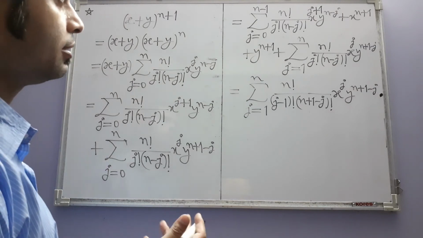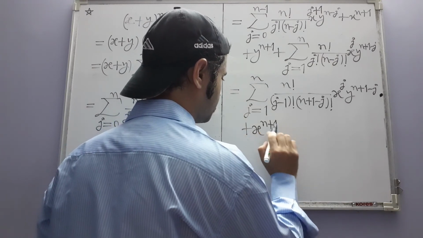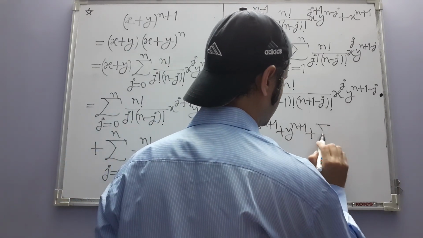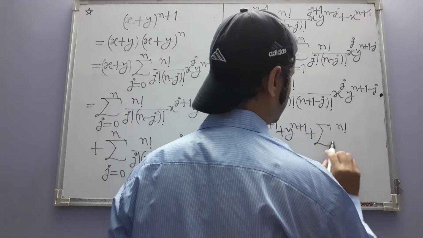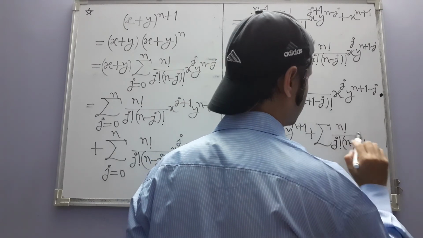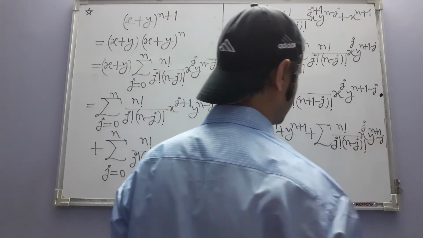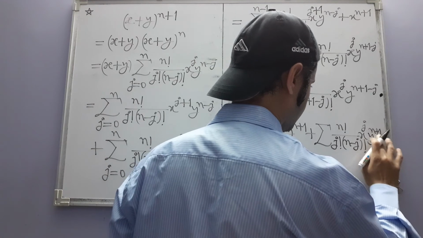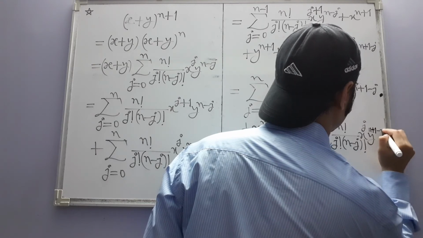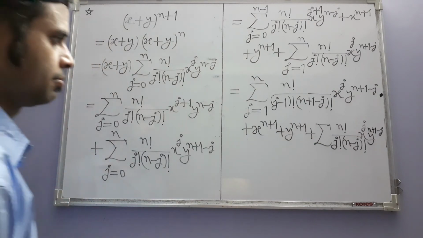That is simply we are writing j minus 1 in place of j, plus x to the power n plus 1 plus y to the power n plus 1 plus this other thing. n plus 1 minus j. n plus 1 minus j. Okay.